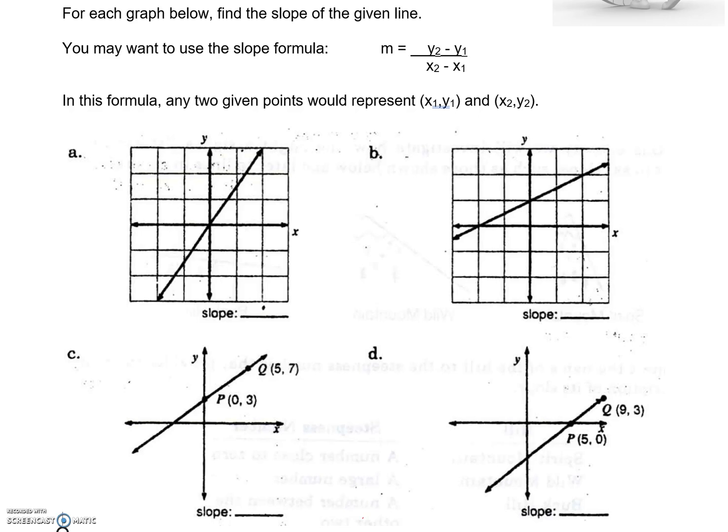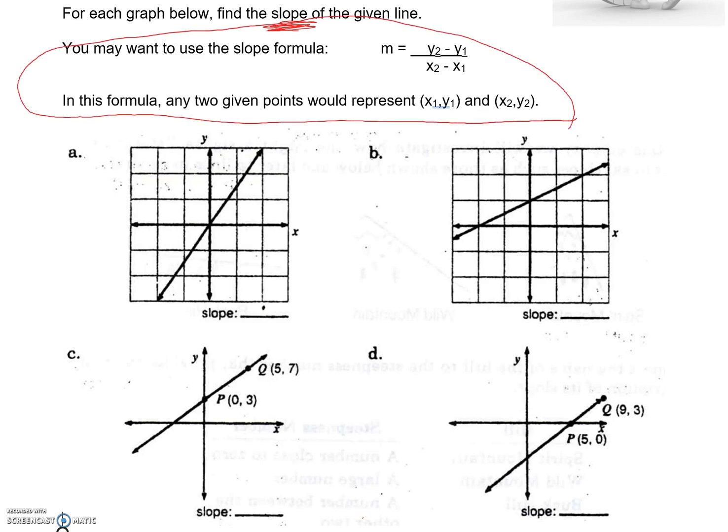For each graph below, find the slope of the given line. We're going to leave this piece for now about using a slope formula, and we're going to look at A and B first. So the main thing that you want to know is that you're hitting an exact point.